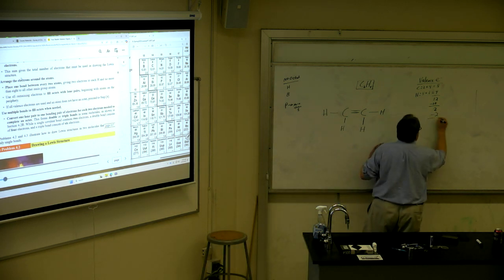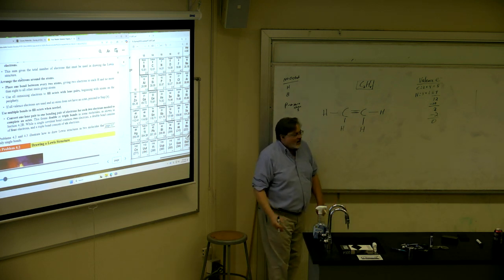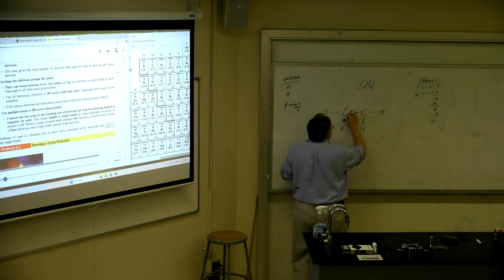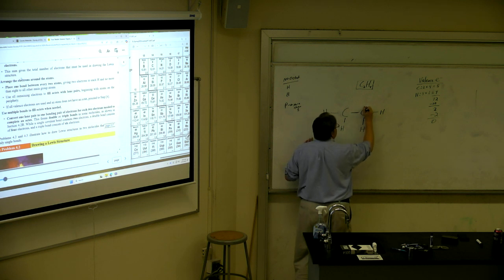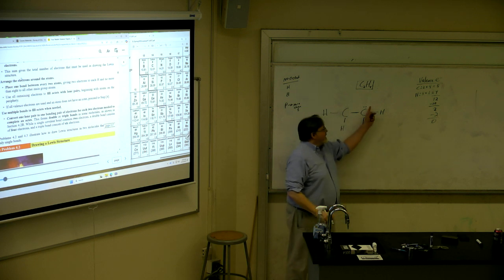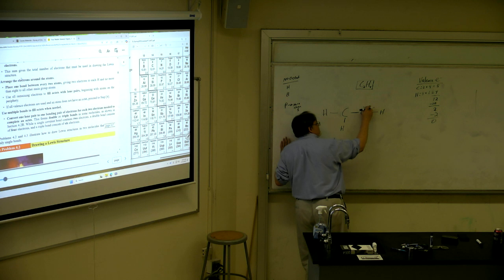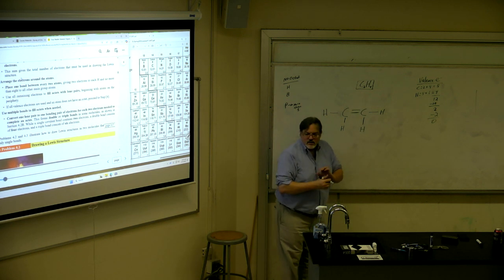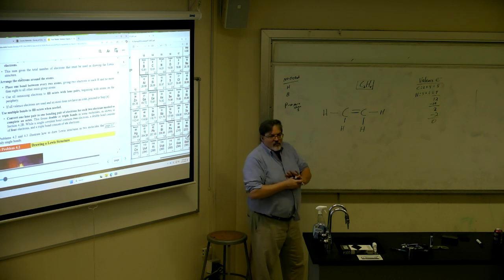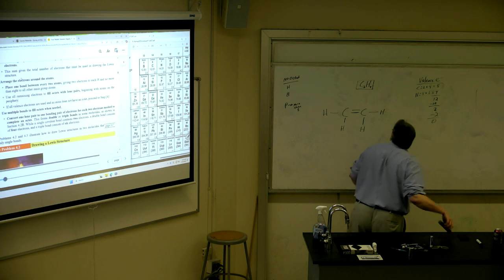I should have done that, -2. I'm down to 0, but I still don't have an octet on everything. I got down to 0 when I put that pair there, but I still didn't have an octet here, so I'm going to just take that pair and make another bond. And I got a double bond.